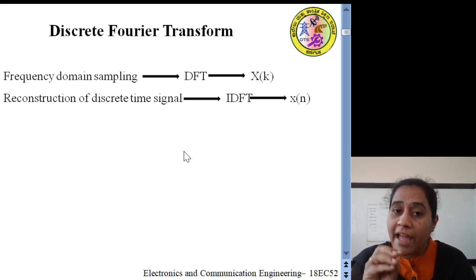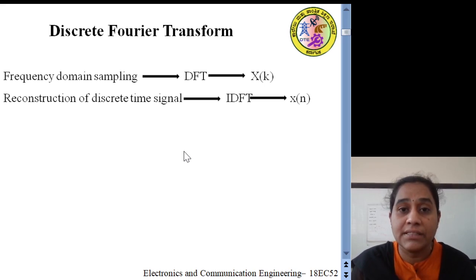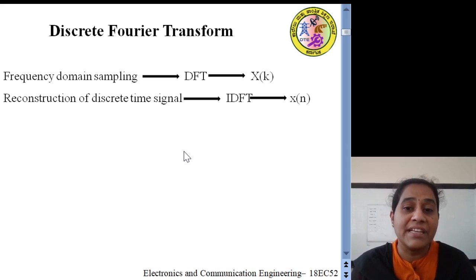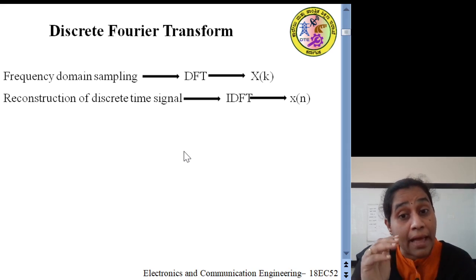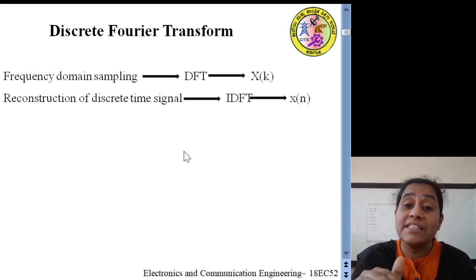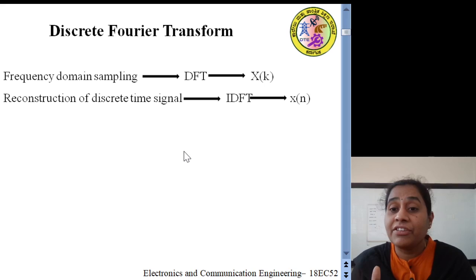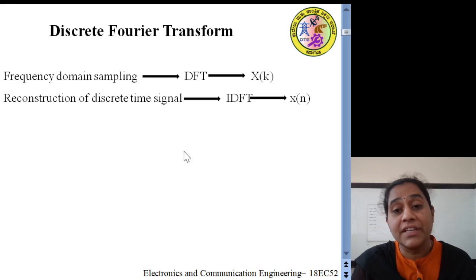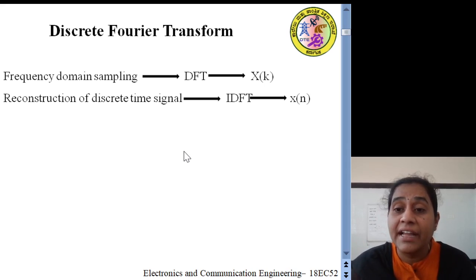So what do we need to have? We have to have frequency samples. So now let us come to our discrete Fourier transform. To get the samples of the frequency domain signal, we have to apply the discrete Fourier transform. So the sampling of the frequency signal is our discrete Fourier transform, that is, X of k. And one more thing, to reconstruct the discrete time signal which has been converted into frequency domain samples, we use the inverse discrete Fourier transform, that is, x of n.